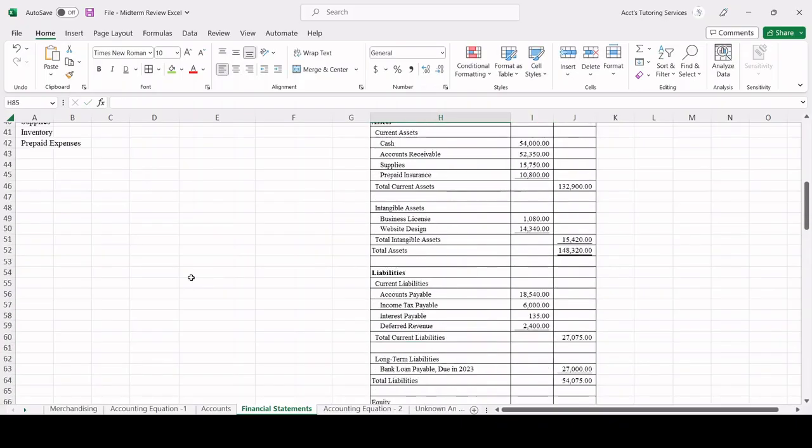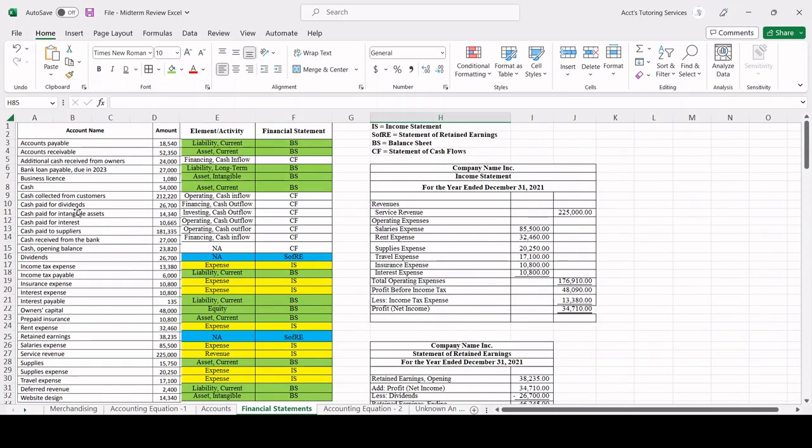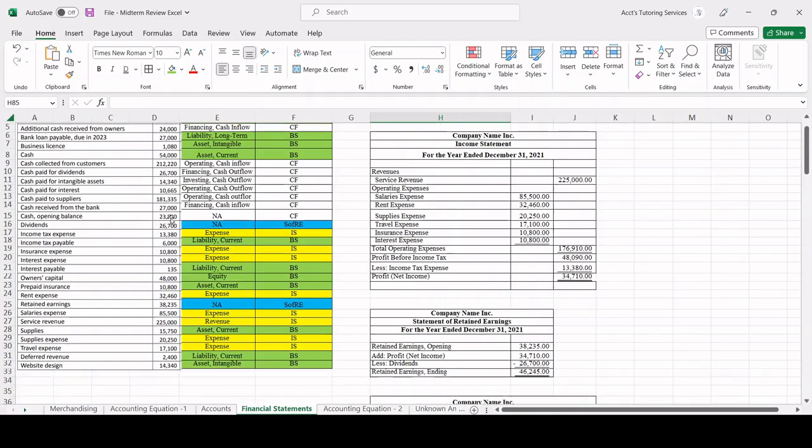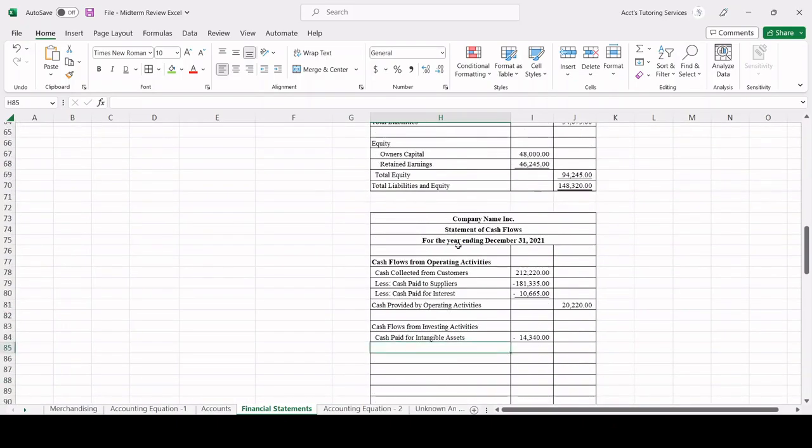14,340. So remember, 14,340 over here, very important. And then this is going to give us cash outflow from investing activities, which is just going to be this over here. We're going to put an underline just to keep it consistent with this.